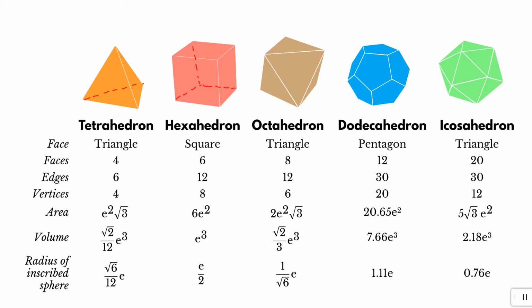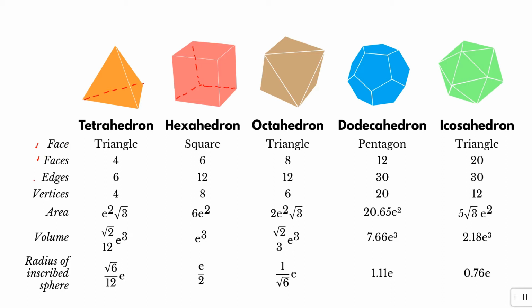Again, tetra has 4, hexa has 6, octa has 8, dodeca has 12, and icosahedron has 20. These faces and numbers of faces are basically common sense as you move along. Alright, moving forward, class.